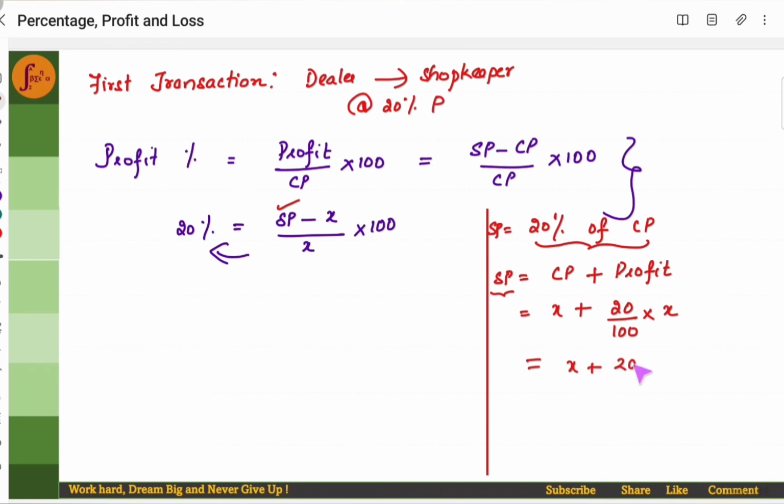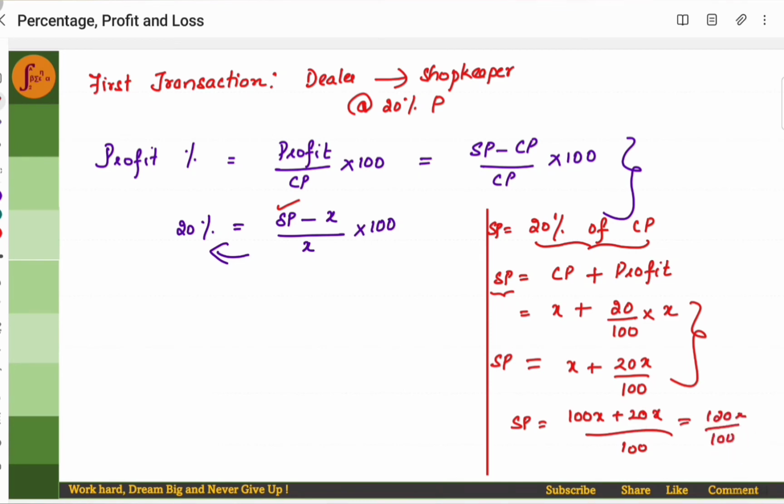X plus 20X by 100. This becomes the selling price. See, you don't have to take the formula route always. You can also use this method. It's the same thing actually, right? Here also you'll get the same thing. So here we got SP is equal to, if you take 100 as the LCM, you will get 100x plus 20x, which is 120x by 100.